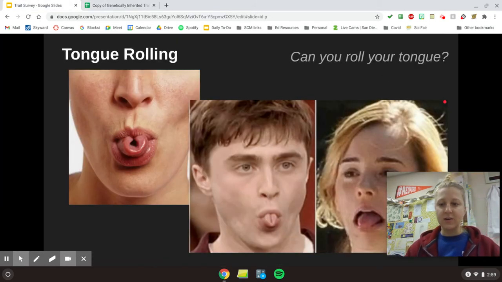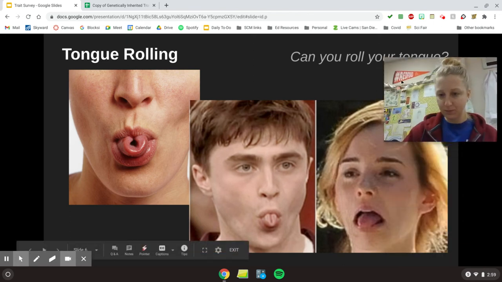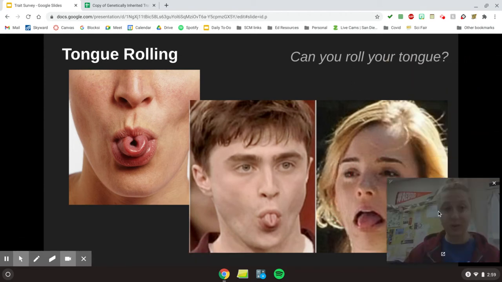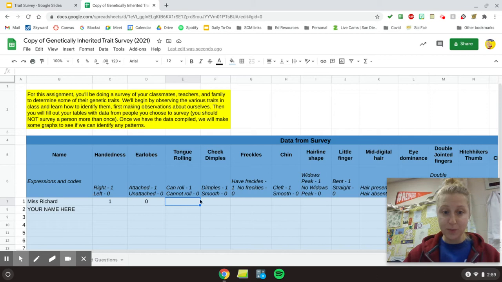Next up is tongue rolling. How do you do that? Make like a taco or like a straw with your tongue. That's what tongue rolling is. If you end up looking something more like this, you probably can't really roll your tongue, and so you would be a 0 there. For me, I can roll my tongue, so I am a 1. You decide what you are for yourself.